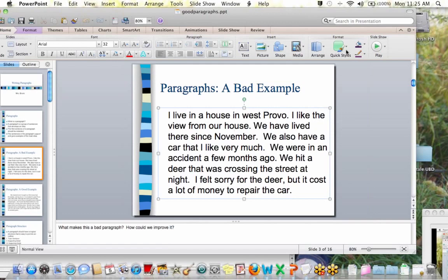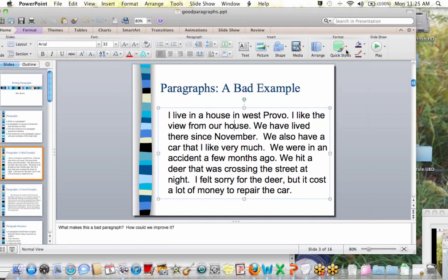Vero, why is this a bad example? It's not really telling the audience what you're going to read about. No, not at all. It skips topics. I'm talking about a house, then I talk about a car, then I talk about a deer. It's all over the place. It doesn't stay on topic at all. And it does not give background knowledge. Yeah, not at all. It's very, very basic. There are no details, and it's on different subjects.